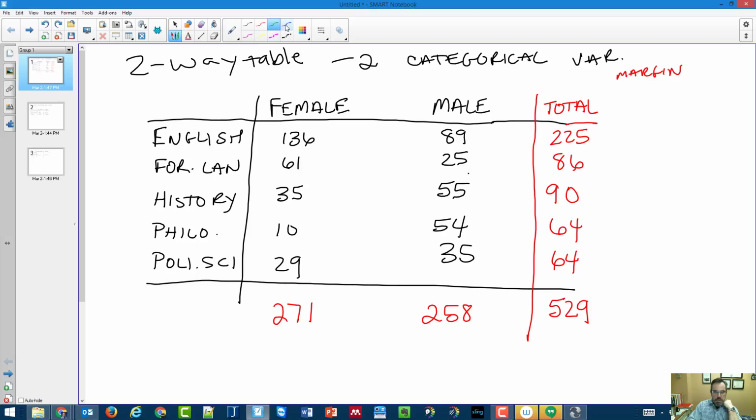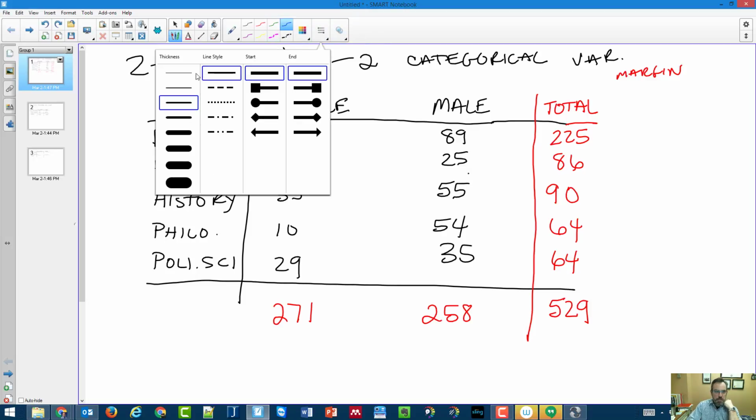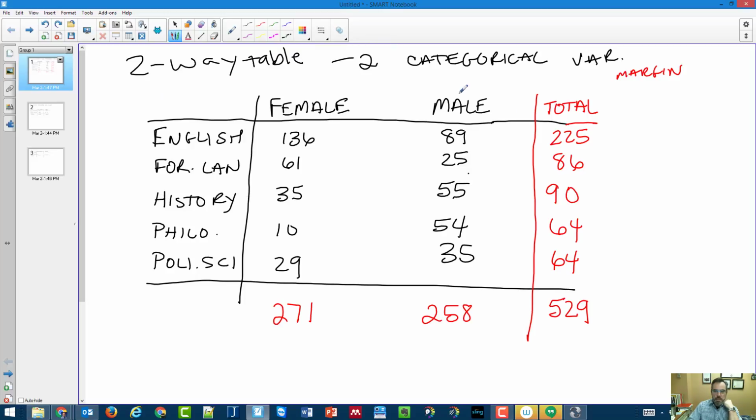Now we're going to turn this into a marginal distribution. And what we are going to be measuring over here is basically the percentage of all students that are English majors. In order to do that, remember when we are finding the percentage, we are going to say how many English majors are there divided by how many students are there. And we're going to do that for each of these.